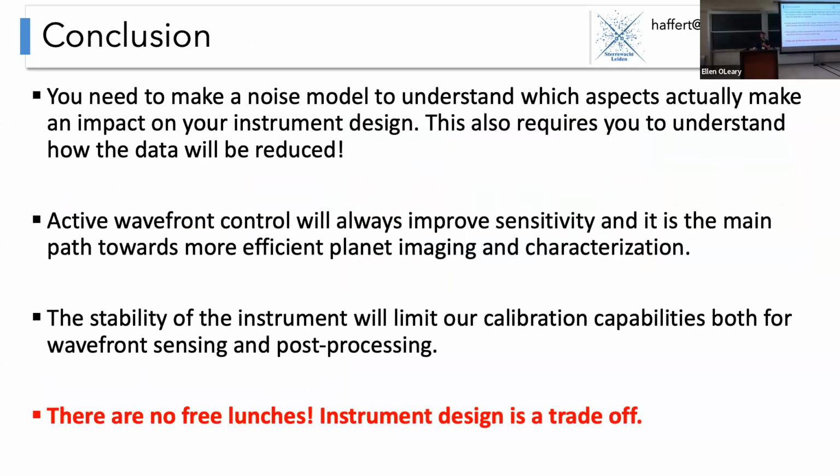So in conclusion, you really need to make a noise model to understand which aspects limit your observations, and how they impact your instrument design. And for that, you not only need to know your instrument, but you also need to know the type of measurement you're taking. So you need to know how the data will be reduced, because that sets the type of noise budget. Active wave control will always improve sensitivity. And I think it's the main path forward for more efficient planet imaging.